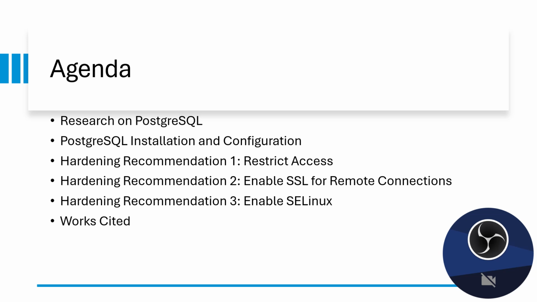Specifically, this week, our agenda is going to be broken up into a few different topics. First, it is going to be our research on PostgreSQL. Next, it is going to be PostgreSQL installation and configuration. Then it is going to be our first hardening recommendation, which would be to restrict access. Our next hardening recommendation would be to enable SSL for remote connections. And our final hardening recommendation will be to enable SELinux. And lastly, we will have our works cited.